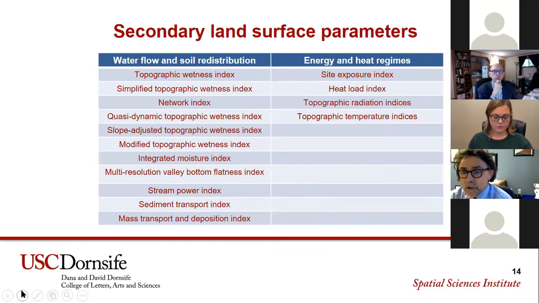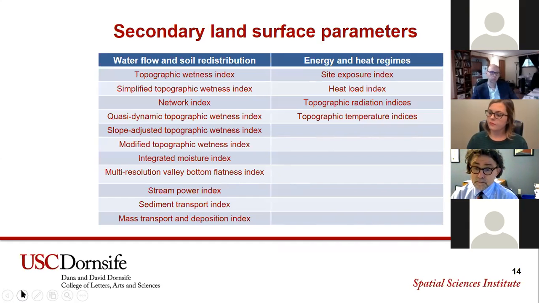They typically fall in two groups. One has to do with water flow and soil redistribution, and the other has to do with energy and heat regimes. And some of these are universally applicable, like topographic radiation indices, and some are constrained to particular kinds of landscapes and perhaps particular applications. But there's a lot of new and exciting work about secondary land surface parameters as well. And many times the final application is not these parameters per se, but how they can be used in other kinds of work. So next.